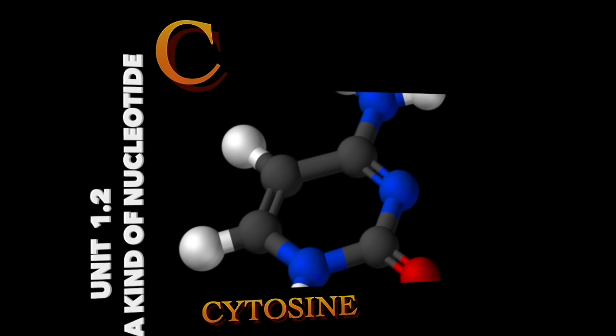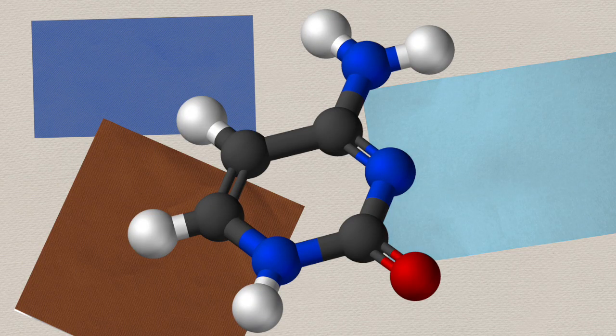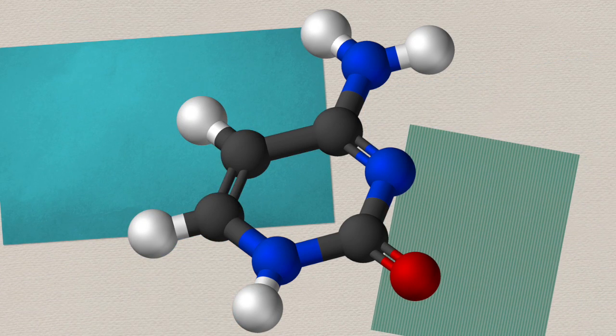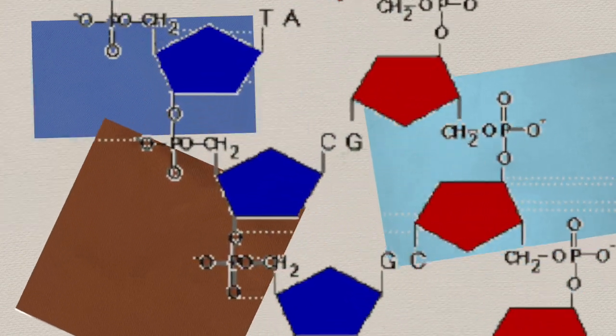Out of the 5 kinds of nucleotides, adenine, thymine, guanine, cytosine, and uracil, cytosine is found in DNA and RNA. Cytosine pairs with guanine, which can be remembered by the saying, Arlington, Texas, go Cowboys. Cytosine is a pyrimidine and has 3 hydrogen bonds connecting it with guanine.